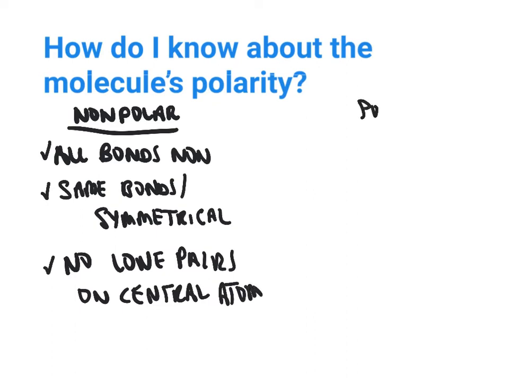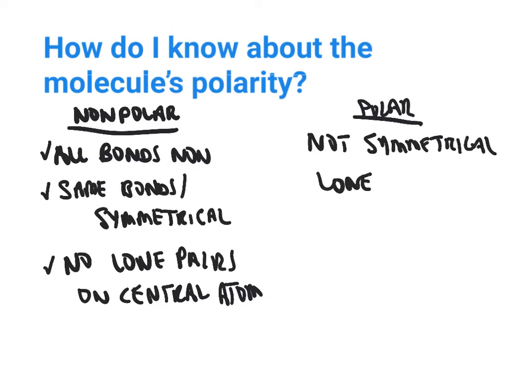A polar molecule, the biggest giveaway is that it's not symmetrical. Any molecule that is not symmetrical, or if it has lone pairs on the central atom, then it is going to be a polar molecule.